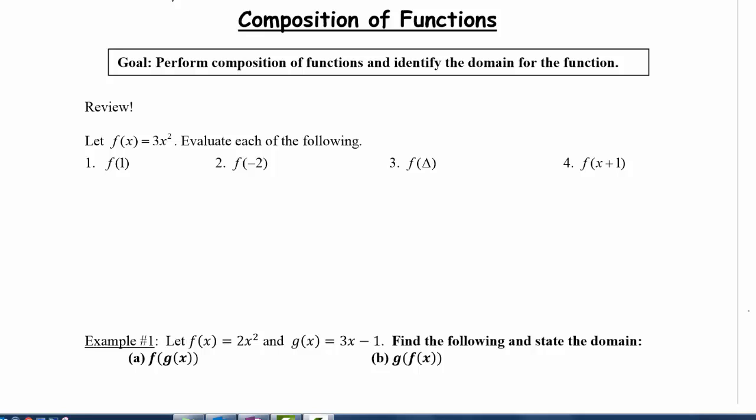Hey everybody, today we're doing compositions of functions. So today our goal is to perform composition of functions and identify the domain for the function.